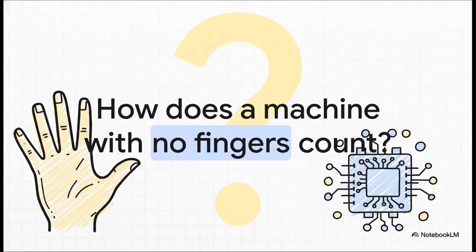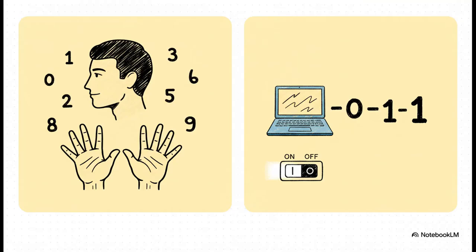Okay, let's start with a little puzzle. You and I, we've got 10 fingers. It's how we've learned to count for thousands of years. But a computer, well, it doesn't have any fingers. So how in the world does it count? And the answer is, well, it's pretty simple actually.